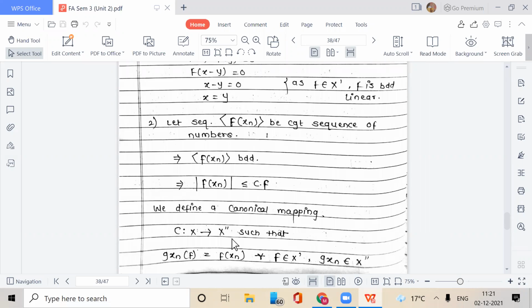Canonical mapping: for each x belonging to capital X, there exists an operator C from X to X double star, called the canonical mapping of X into X double star. Let X be a vector space, X star its dual and X double star its second dual. Then the canonical mapping C from X to X double star is given by C of x equals Gx. This is not G of x, it is Gx, where Gx of f, for f an element of X star, is equal to f of x. If the range of C is equal to X double star, then the vector space is said to be algebraically reflexive.